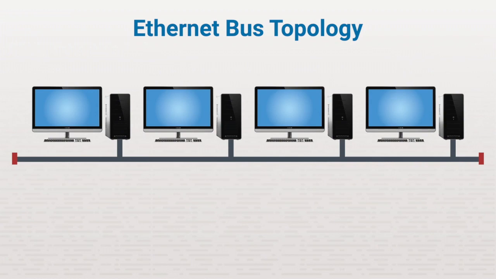In a physical bus topology where one computer sends data to another computer, all the computers process the data and analyze it to see if it's intended for them. Basically, the message is broadcast down the bus.